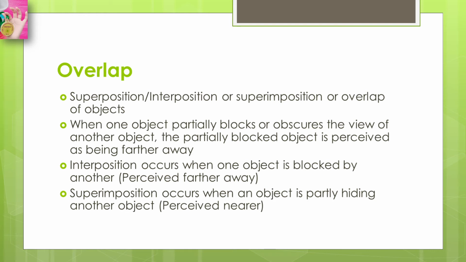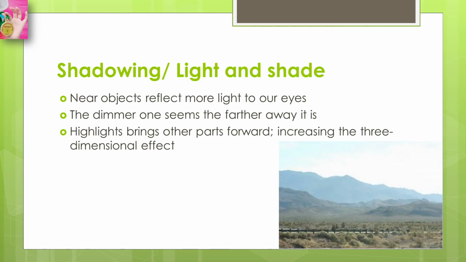And if one object partly or partially blocks the view of another, we perceive it as closer. And when one object is completely visible while another is partly covered by it, the first object is perceived as nearer. Now, this is all about the overlap, and the next topic is shadowing, and it is also discussed under the topic of light and shadows.